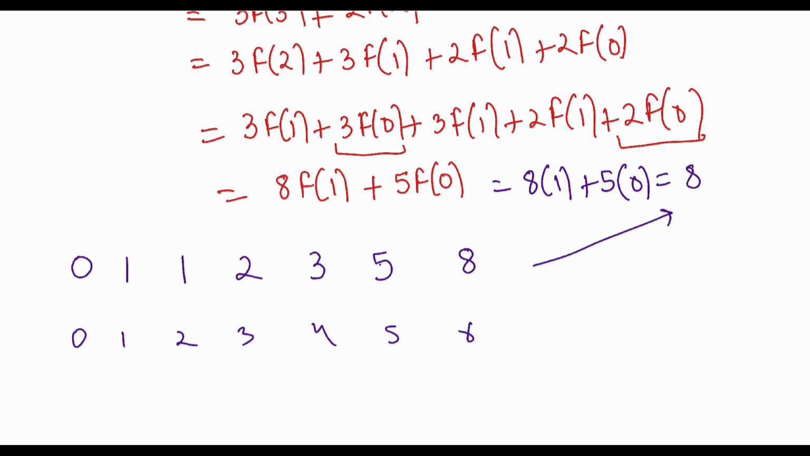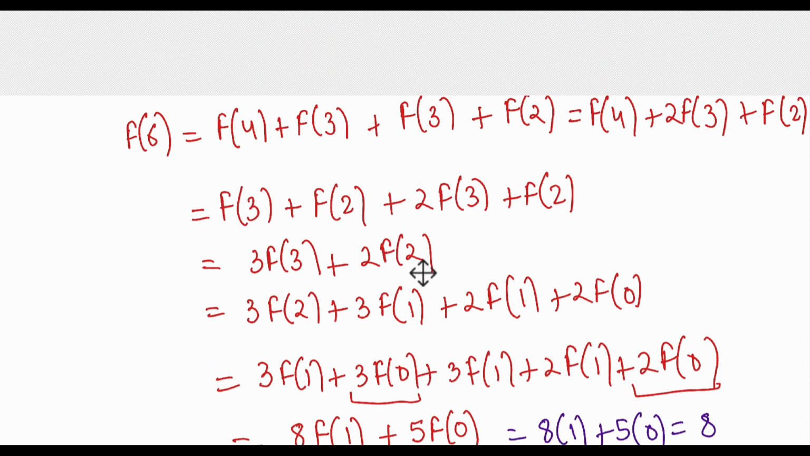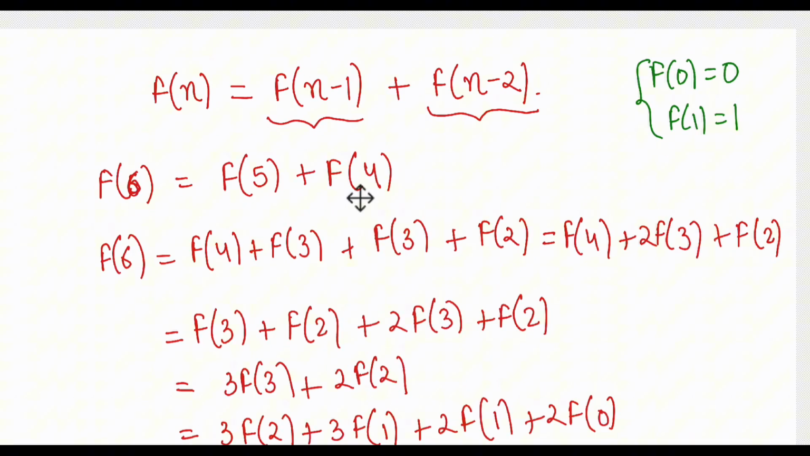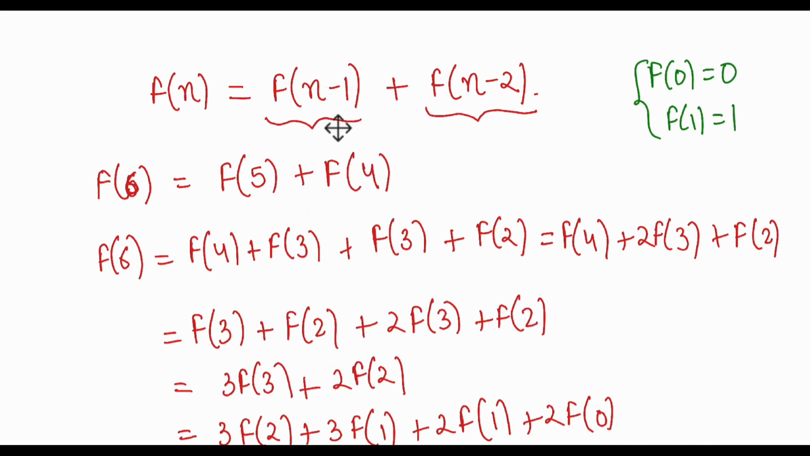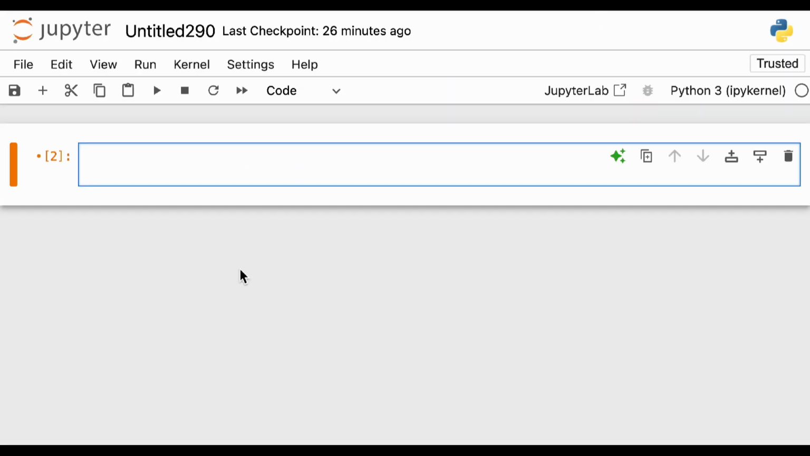So what do we see? We see that every Fibonacci can be split into n-1 plus n-2 given the base condition that f of 0 is equal to 0 and f of 1 is equal to 1. So this is what we are going to code now. So let us write down the code now.